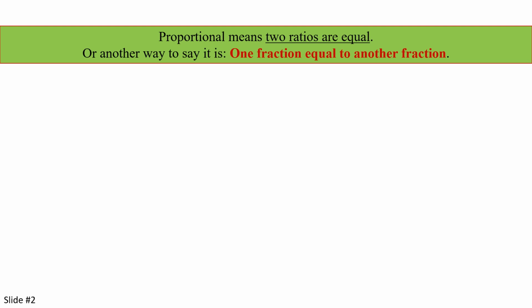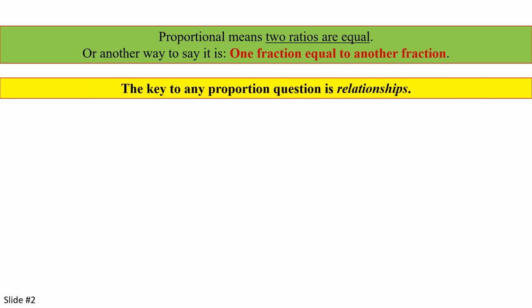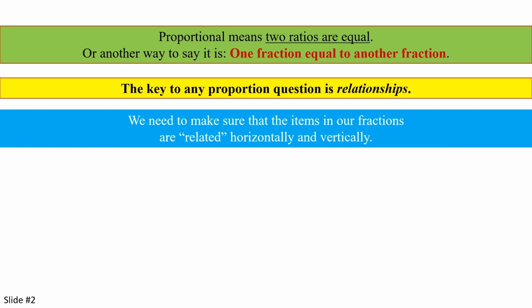Proportional means two ratios are equal. Another way to say it is one fraction equal to another fraction. The key to any proportion question is relationships. We need to make sure that the items in our fractions are related horizontally and vertically.